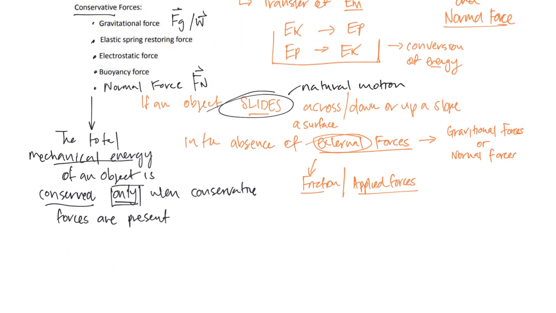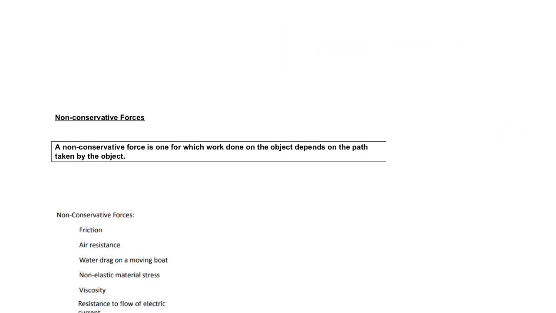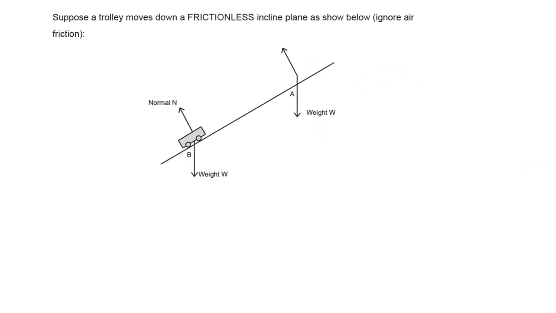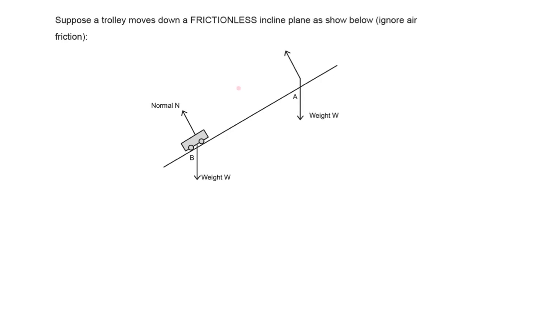So if I look here on the next thing, it says, suppose a trolley moves down a frictionless inclined plane. So let's look at some of the keywords here. It says it moves down a frictionless inclined plane as shown here, and it says ignore air resistance. So all of those things like friction, air resistance, those are all forms of external forces.